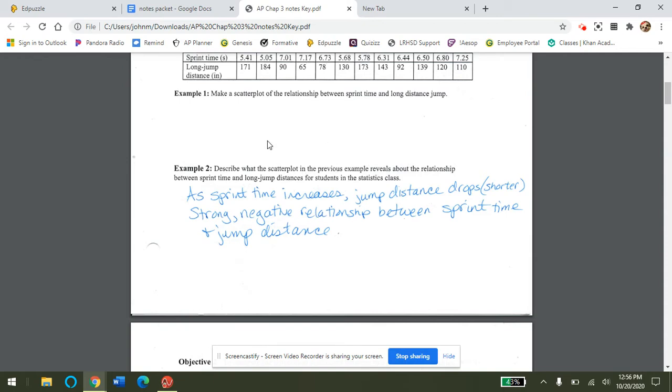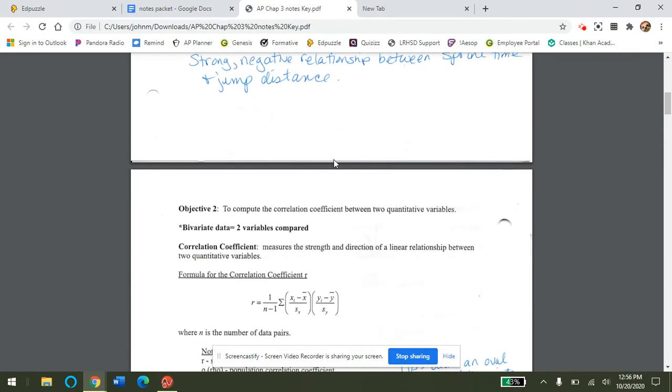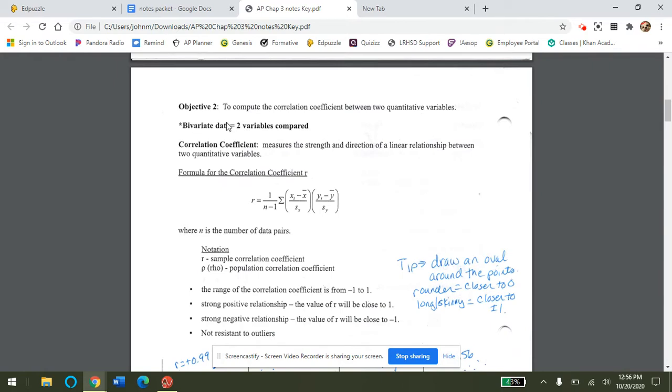The next thing we can talk about is correlation. Bivariate data is the term I used to describe at the very beginning of this lesson. Bivariate, two variables, and we're looking at them together. When we're looking at this, we also have our correlation coefficient, which is R. Here is the formula to calculate R. Yes, it's on your formula card.